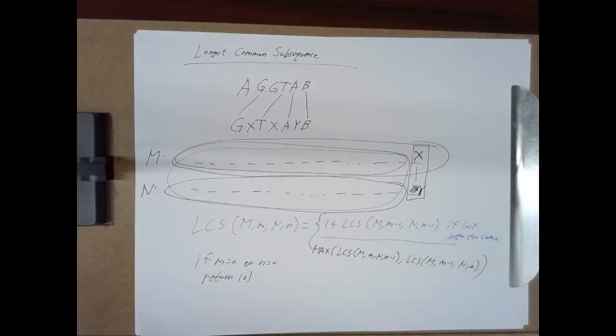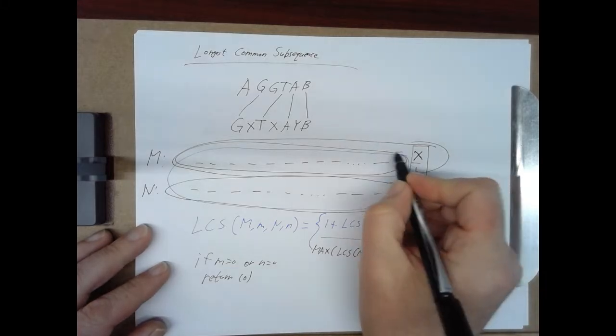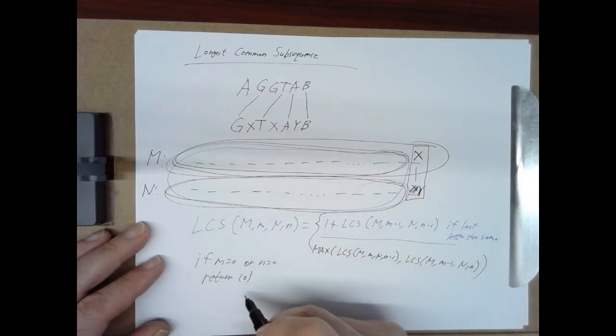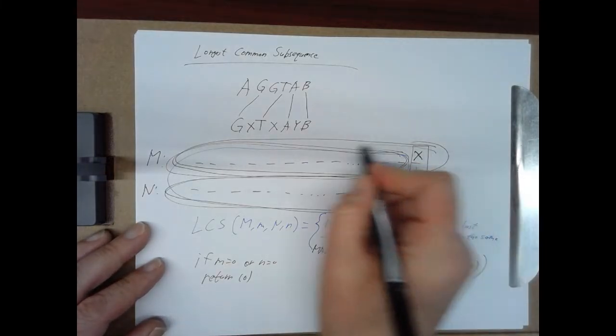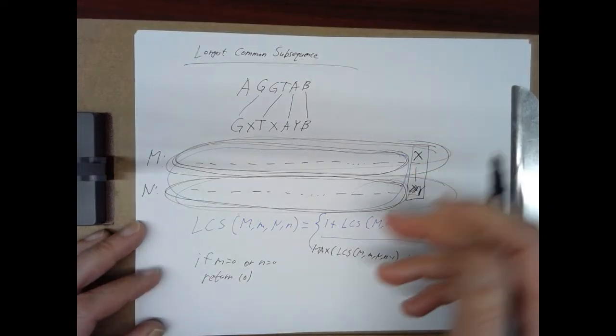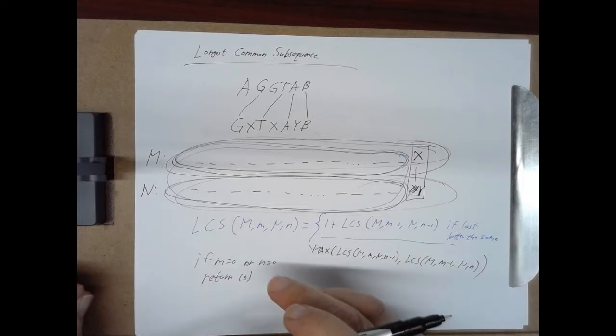Because if the largest common subsequence does not end with an X or a Y, it's certainly an LCS of this string and this string, which means it's also the LCS of this string and this string, because those extra characters aren't going to change the common subsequence. Yeah, I get it now.